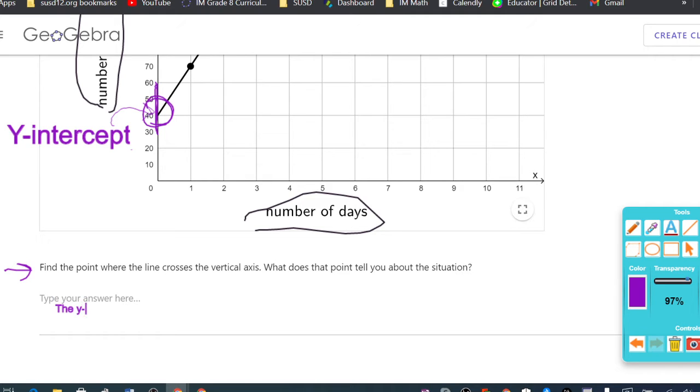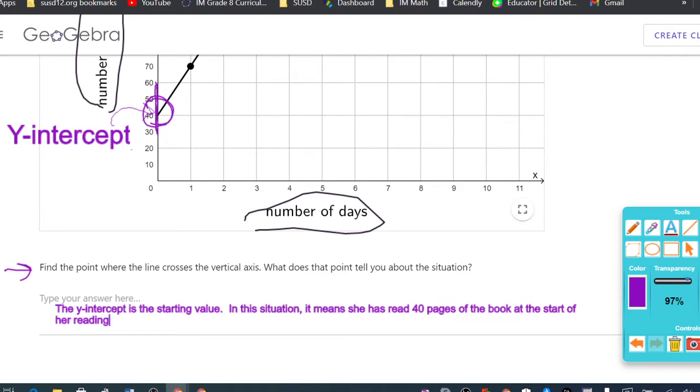Let me write it for you, and you should write this too. The y-intercept is the starting value. I think I spelled value wrong. Is it like that? I hope your spelling is better than mine. In this situation, it means she has already read 40 pages because the y-intercept is 40. It means she has already read 40 pages of the book at the start of her reading plan.